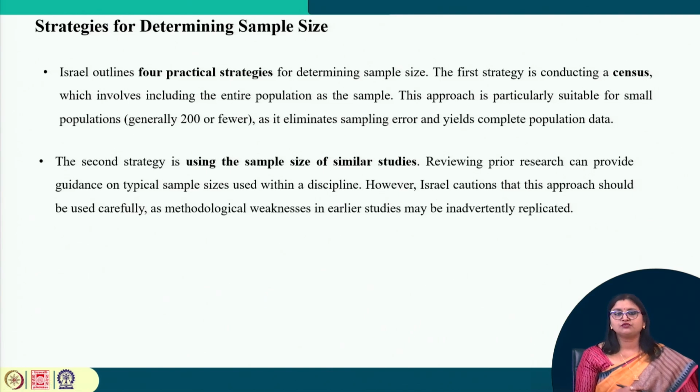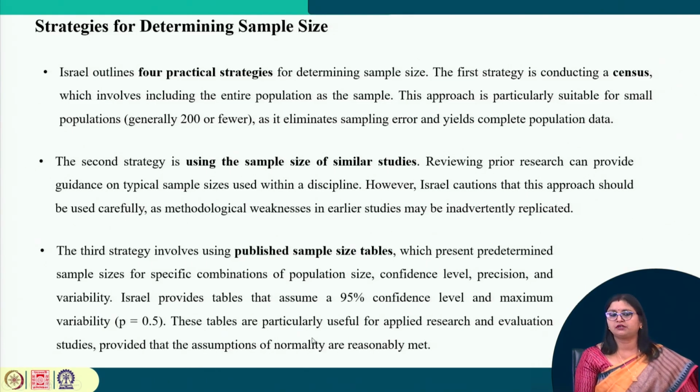The second strategy is using the sample size of similar studies. Reviewing prior research can provide guidance on typical sample sizes used within a discipline. However, he cautions that this approach should be used carefully, as methodological weaknesses in earlier studies may be inadvertently replicated and may affect your research. The third strategy involves using a published sample size table, which presents predetermined sample sizes for a specific combination of population size, confidence level, precision and variability.